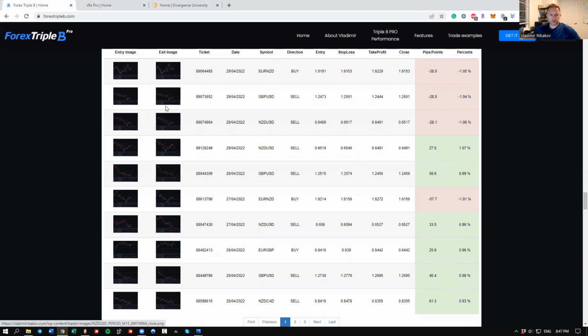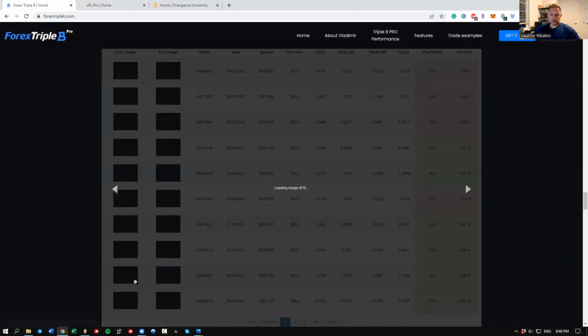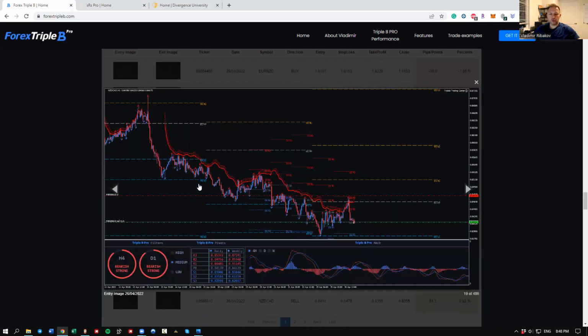So the first one would be the Forex Triple B, and on the Forex Triple B, I want to put the focus here on trend riding in terms of the Bollinger Bands, trending structures, and the pivots. Classical combination that I love the most. So let's start with New Zealand CAD.